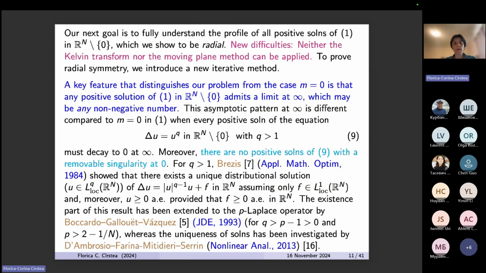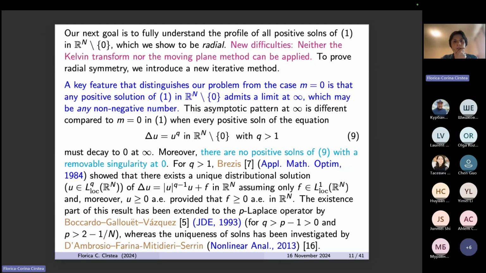Okay, so the next aim, after we understand existence of solutions in a bounded domain and the possible local behaviors near 0, all of them being also realized, is to understand fully the profile and the structure of all positive solutions in R^n minus 0. And as a consequence of this study, we will show that all solutions have to be radially symmetric.